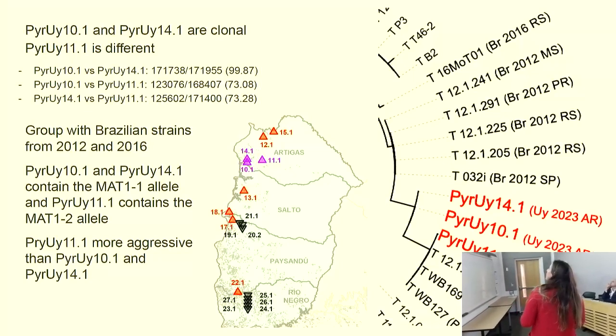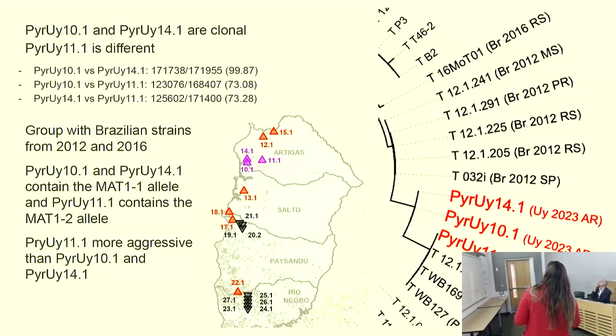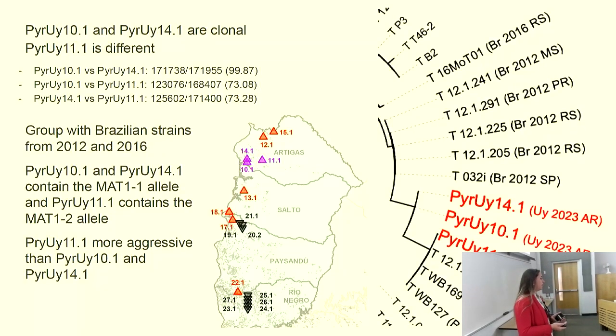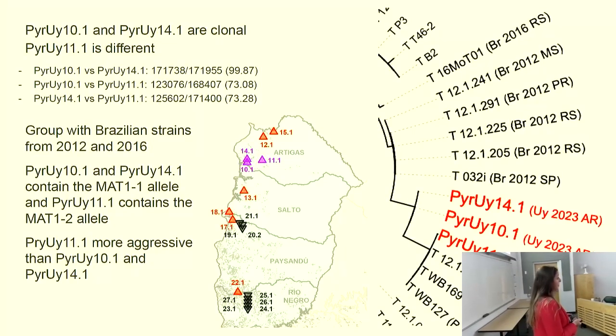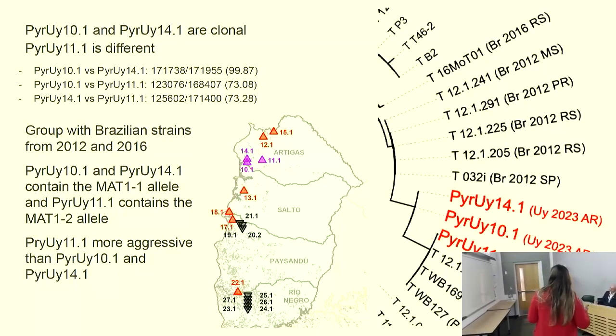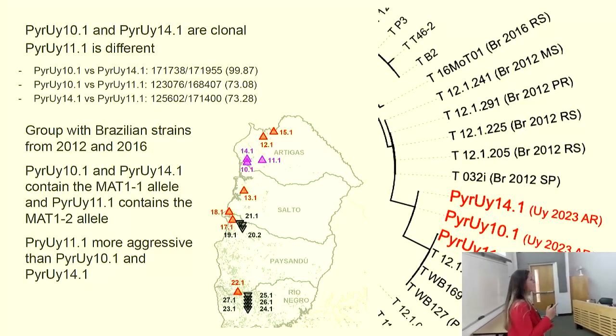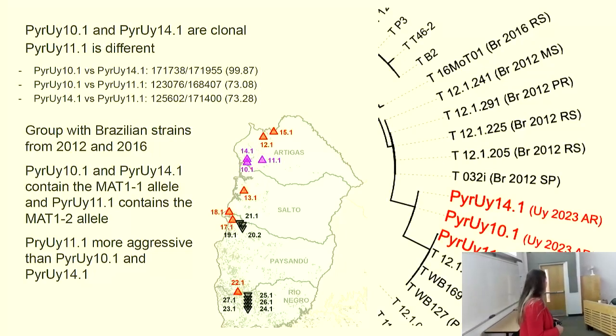And so something else that we see in this picture is that Uruguayan isolates group with isolates from 2012 and 2016 from Brazil. So this maybe tells us that we have had Piricularia or Magnaporthe for a few years already in the country. Maybe not. Maybe it only appeared in 2023. But it also tells us about the aggressiveness and the difference in the isolates. So we don't have one clonal lineage. We have more than one lineage already in the country.